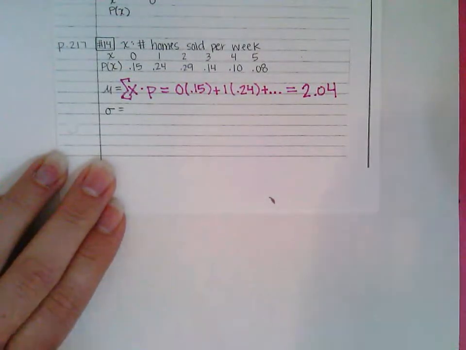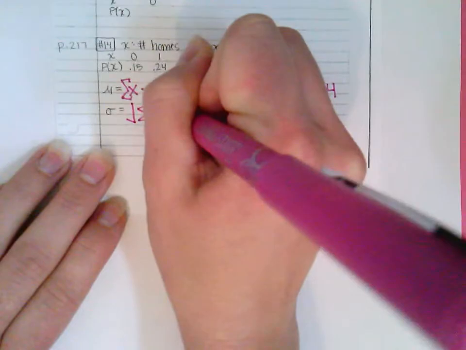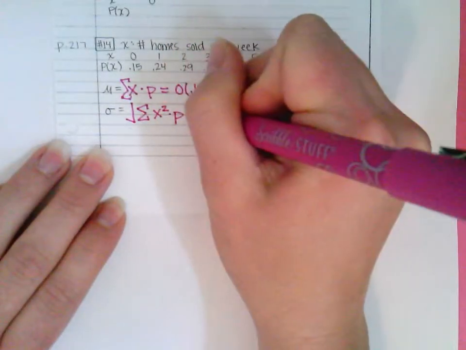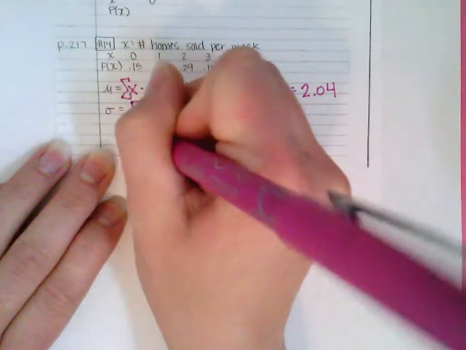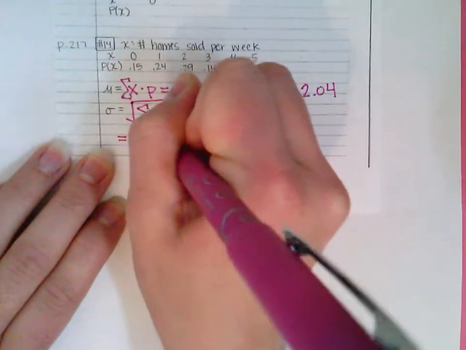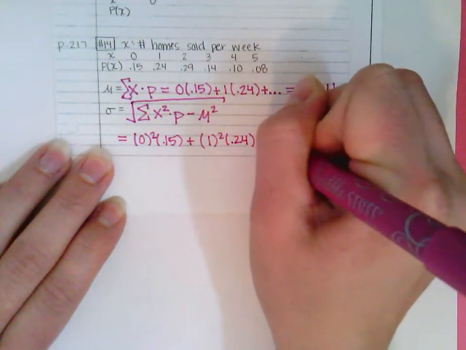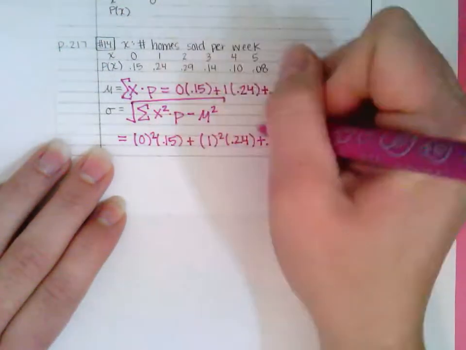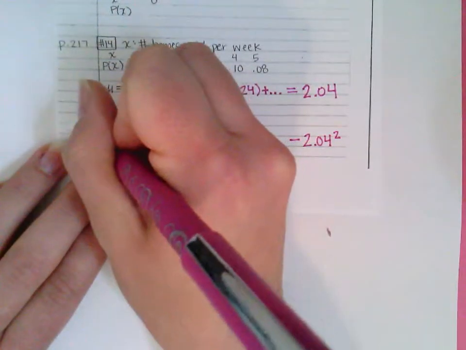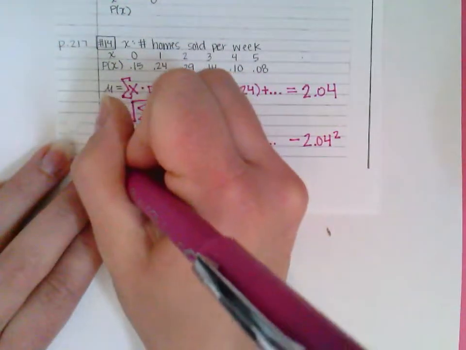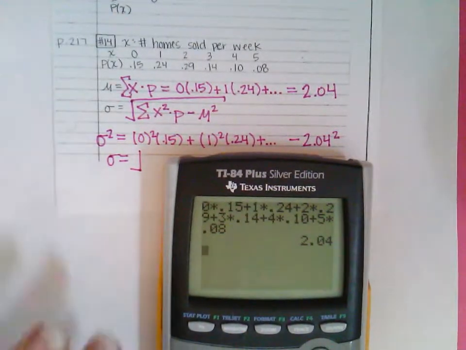If I want to find the standard deviation, the equation for that is to take the sum of X squared times P, do all of that first, and then subtract out the mean we just found, squared. What that would look like is your first term would be 0 squared times 0.15, your next term would be 1 squared times 0.24, and we'd keep going down the line until we get to 5 squared. After all of that, you take the mean, square it, and subtract it out. That would find you the variance. In order to find the standard deviation, we then take the square root of whatever number we get.